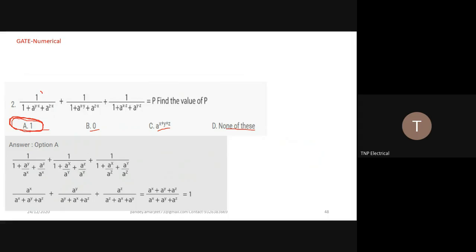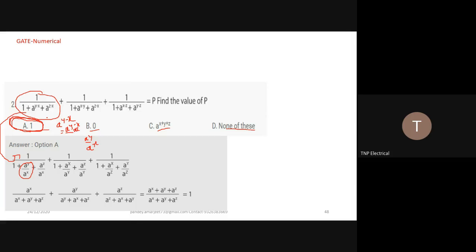See here. This term 1 upon 1 plus a to the power y minus x plus a to the power z minus x can be written as 1 upon 1 plus, now a to the power y minus x, how can I write it? Yes, I can write it as a to the power y into a to the power minus x, and we know if the power is minus, you can represent it in the denominator. So it will be a to the power y upon a to the power x. So that simply represents that a to the power y minus x can be represented as a to the power y upon a to the power x.